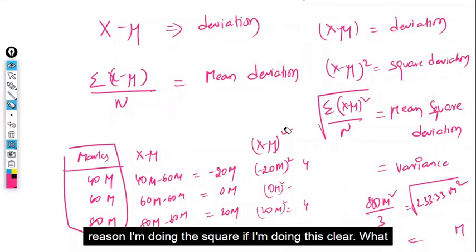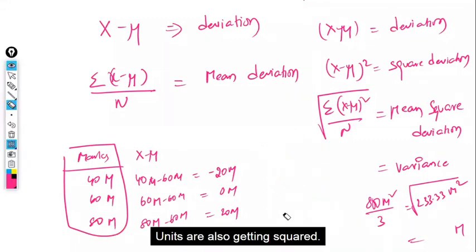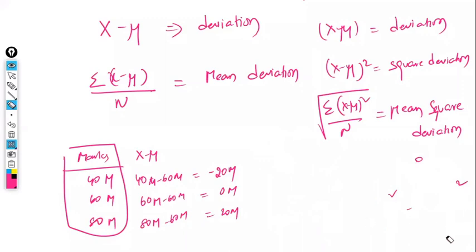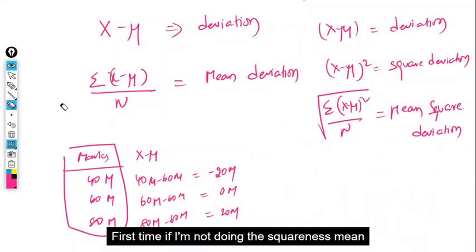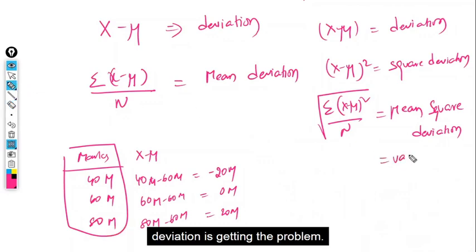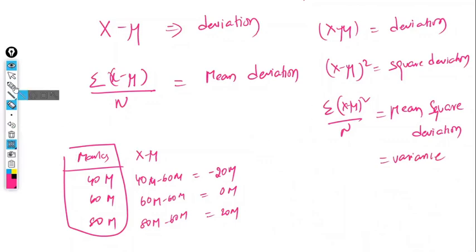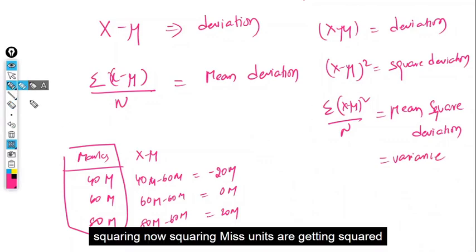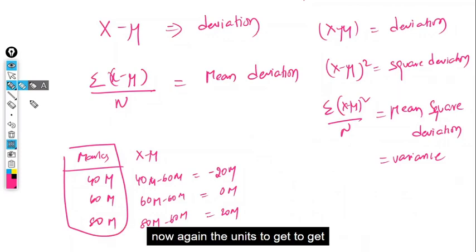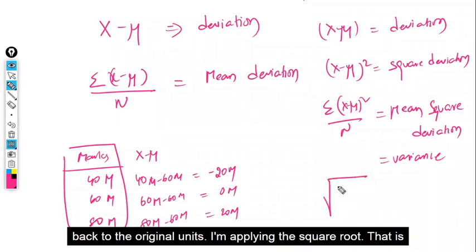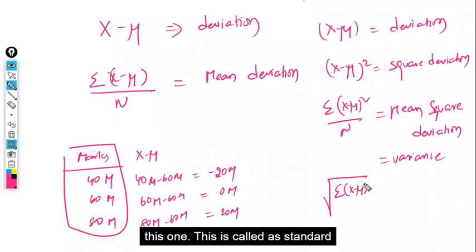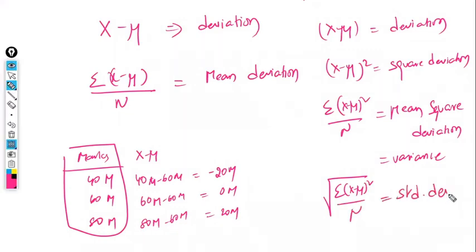If I am doing the square, what is the problem? Units are also getting squared. The first time, if I am not doing the square, the mean deviation is the problem. After that, I am squaring. Now, miss, the units are getting squared. To get back to the original units, I am applying the square root. This is called standard deviation.